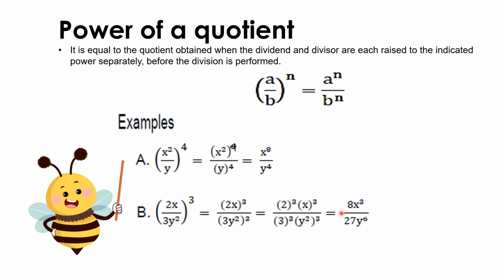So is this already in its simplest form? Can we still divide or simplify this? The 8 and 27, do they have a common factor? No, they don't. Therefore, again, this is our final answer. But if the two numerical coefficients have a common factor, we can still express it in simplest form.